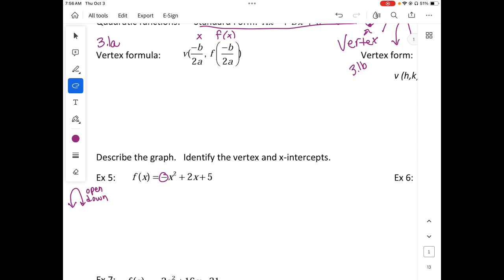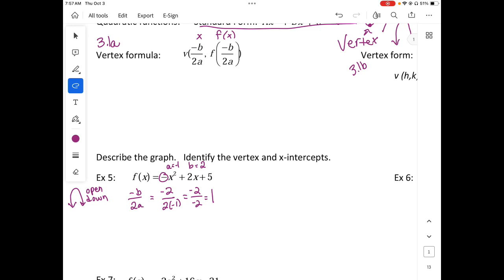Okay, then we want to find our vertex. So we really just need a and b. So a is negative 1 and b is 2. So to find the x value of the vertex, we are going to do negative b over 2a. And that is actually part of the quadratic formula, remember? Negative b, and then it's all over 2a. So this one is going to be negative 2 over 2 times negative 1, which is negative 2 over negative 2, which is positive 1.